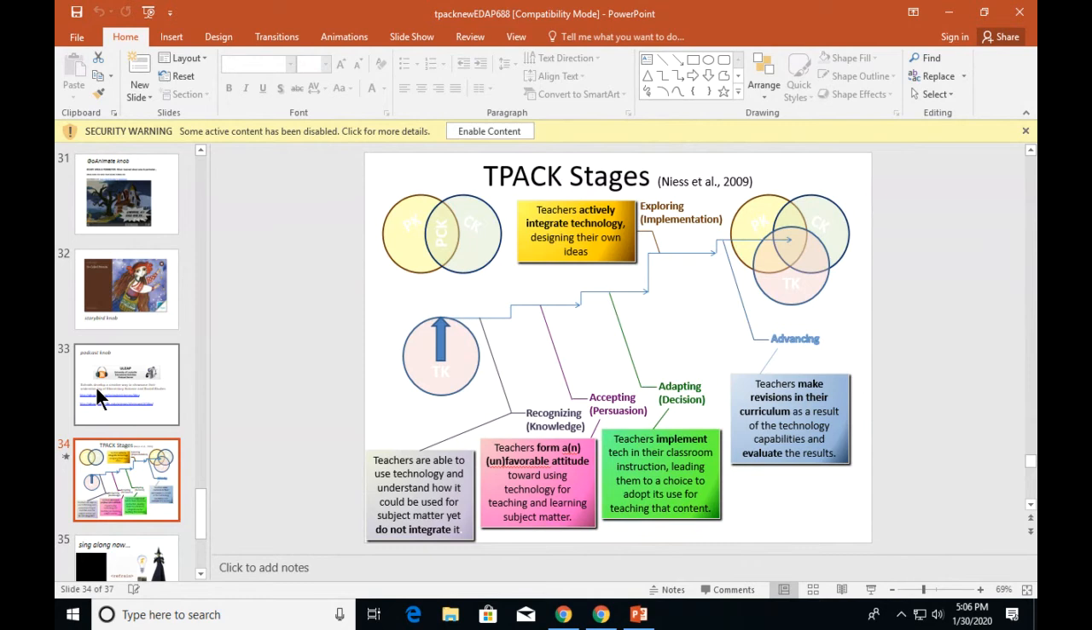So if you look down in the lower left, it says, teachers are able to use technology and understand how it could be used for subject matter, yet do not integrate it. So this is at the beginning level, where we hand someone a laptop and we say to them, let us help you. Let us show you where the on button is. Let us show you how to use the trackpad. Let us show you how to, and so on, so on, so on. Teachers form, and this is so important, a favorable or unfavorable attitude toward using technology for teaching and learning their subject matter.